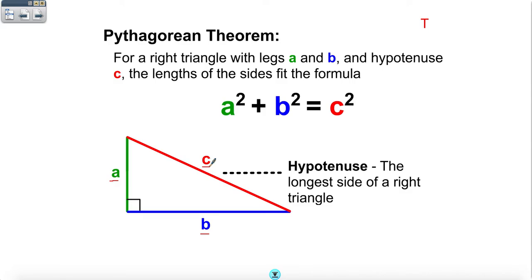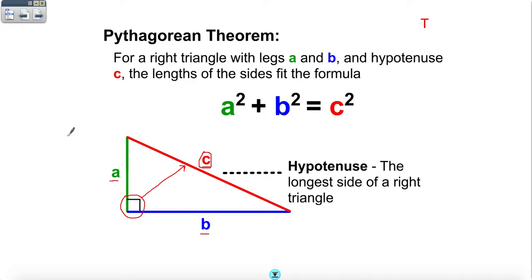Now, the important thing to remember when we're labeling the sides, A and B are actually interchangeable. It doesn't matter which one you label as A, which one you label as B, but the side C has to be, in this example, this one. The side C has to be the same in each one. And the side C is called the hypotenuse. It's the longest side of the right triangle, and it's also the side that is directly across from the right angle. So when you're labeling the sides, remember that side C is the longest side, and it's across from the right angle.